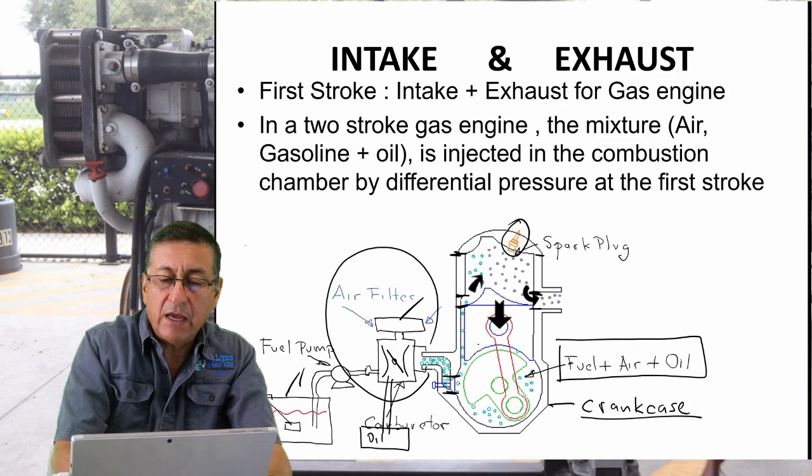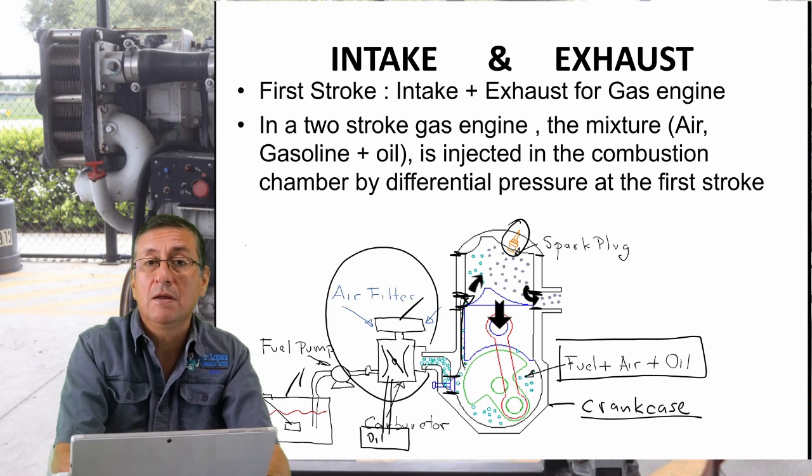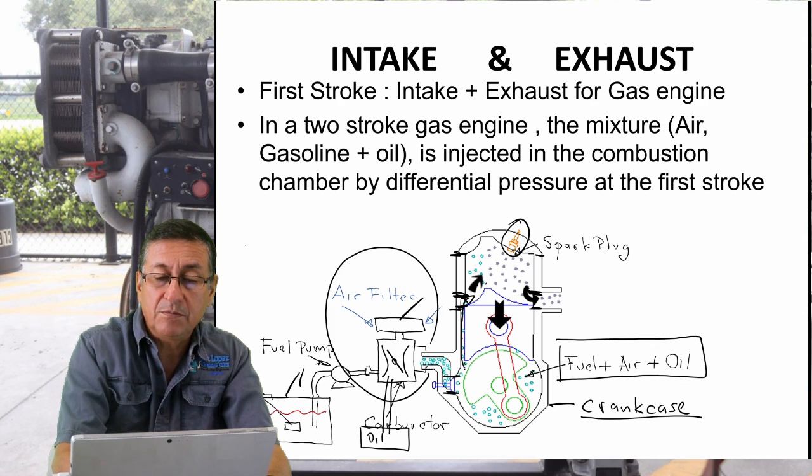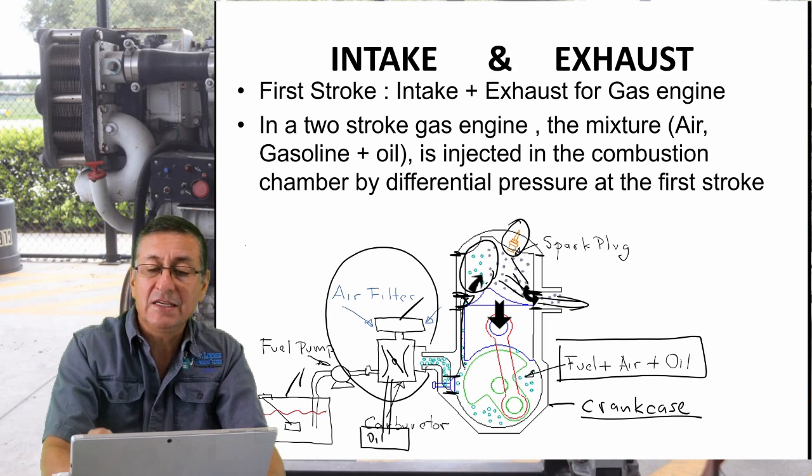Between the cylinder wall and the piston, the mixture goes up. The mixture goes up here and enters the combustion chamber when the piston reaches the bottom, and this hole is in front of the other hole. In other words, in that moment when the piston is at bottom dead center, BDC, the fresh mixture enters here with high pressure and pushes the smoke out, and the smoke goes out. The name of that process is scavenging.